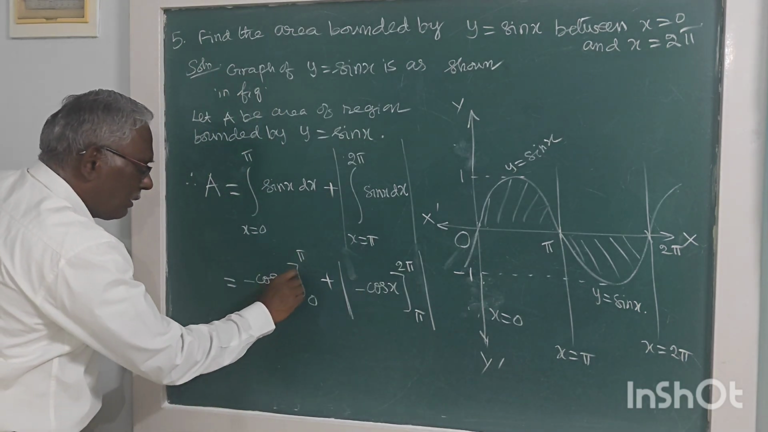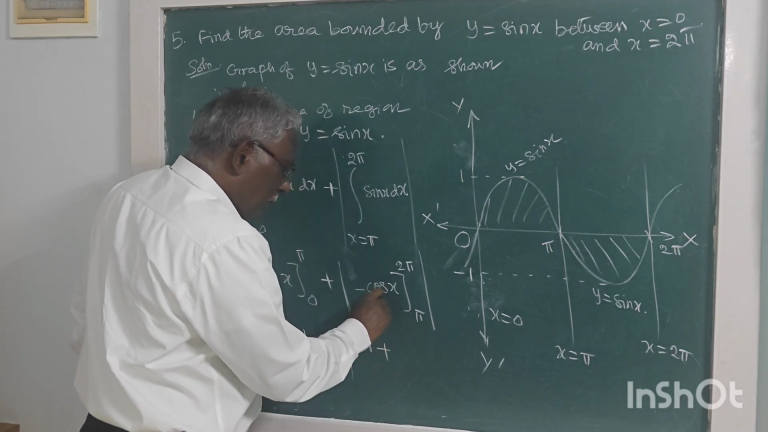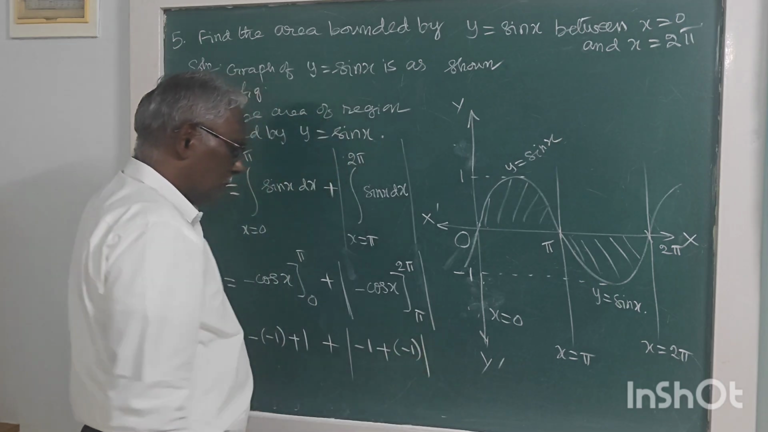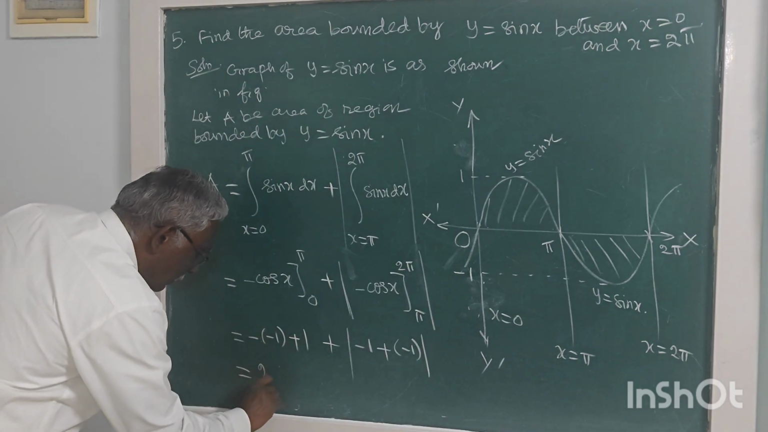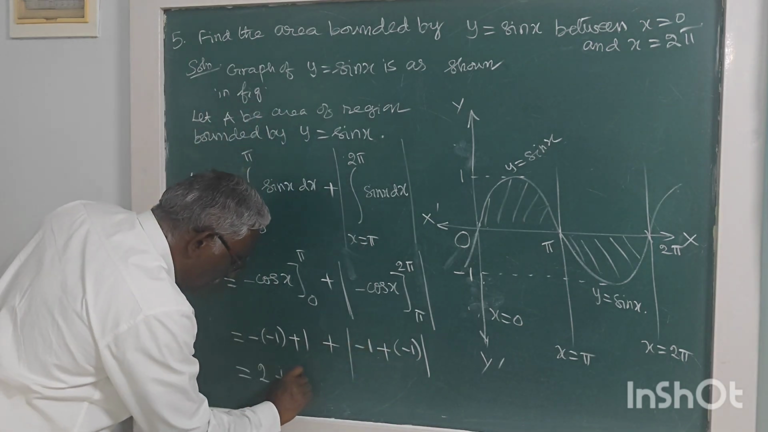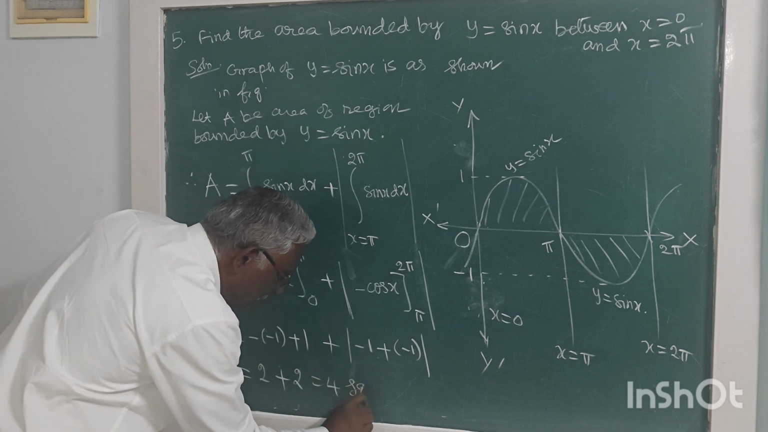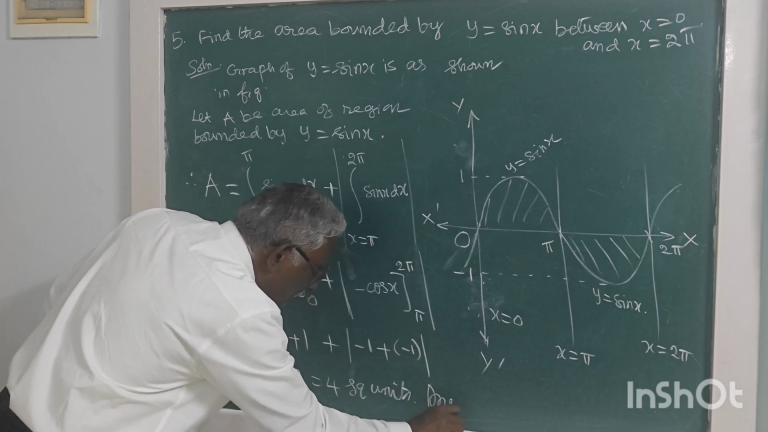So minus cos of pi, minus is plus, cos 180 is minus 1. So this will be 1 plus 1, 2. Minus 2, when you take modulus, that will become plus 2. So 4 square units. So answer.